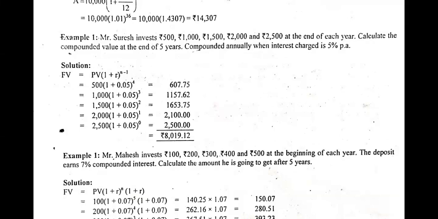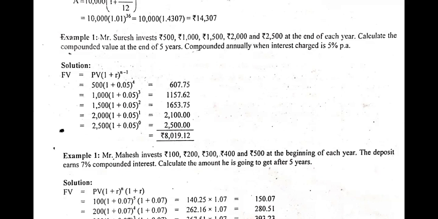So the formula is future value equals present value into bracket 1 plus R raised to N minus 1. Actually 1 plus R raised to N is the formula. We use N minus 1 because the investment is made at the end of the year, which means it is not a complete year. One year is excluded here, so we need to do N minus 1 for this.